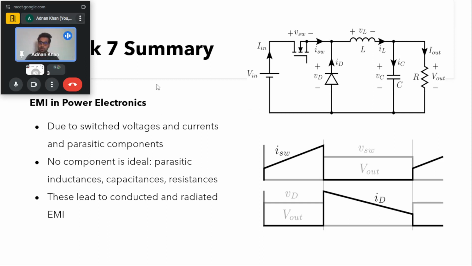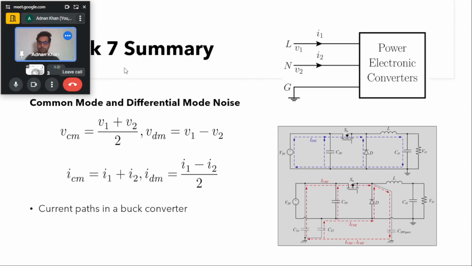So this was about how EMI gets generated in power electronic converters. It is mainly due to the dV by dt and di by dt of the switched voltage and current in switch mode power converters. The switching intervals are very short, where voltage changes from one level to another, or current changes from one level to another, in a very small amount of time, in nanoseconds, which leads to very high dV by dt or di by dt, which is the cause of this EMI.